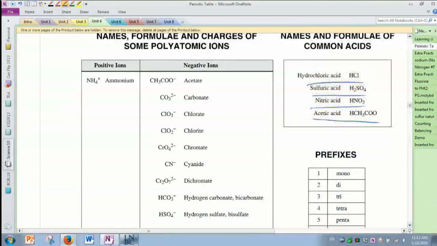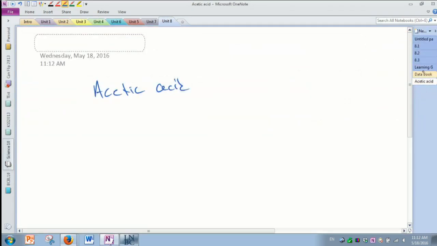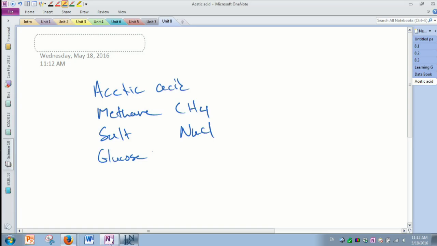You should know the basic hydrocarbons. So you should know what methane is. CH4. You should know what table salt is, NaCl. Glucose. I want to say yes to glucose because it turns up in the biology unit and it turns up in the chemistry quite often. C6H12O6, I believe. Hopefully I got that right. So there's glucose, you should know that one.